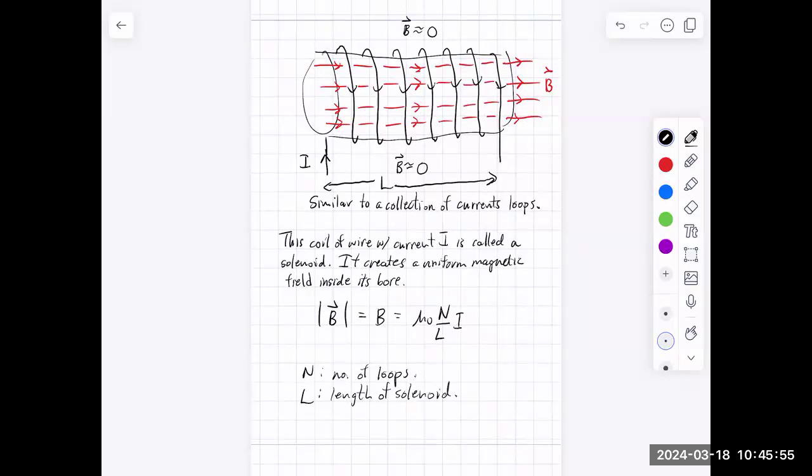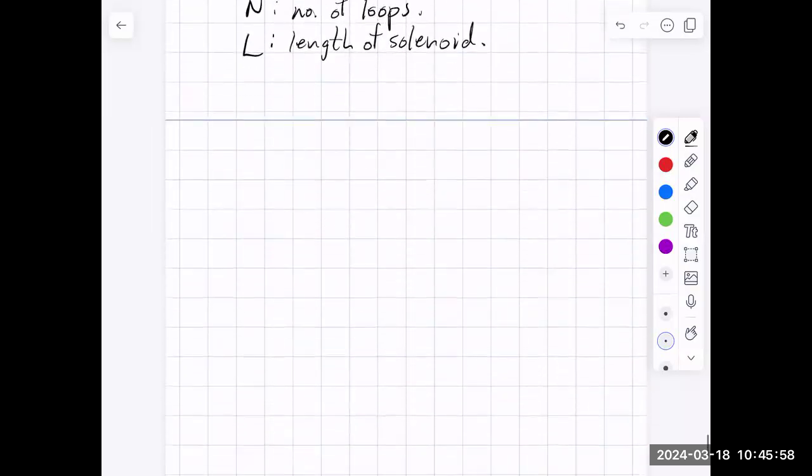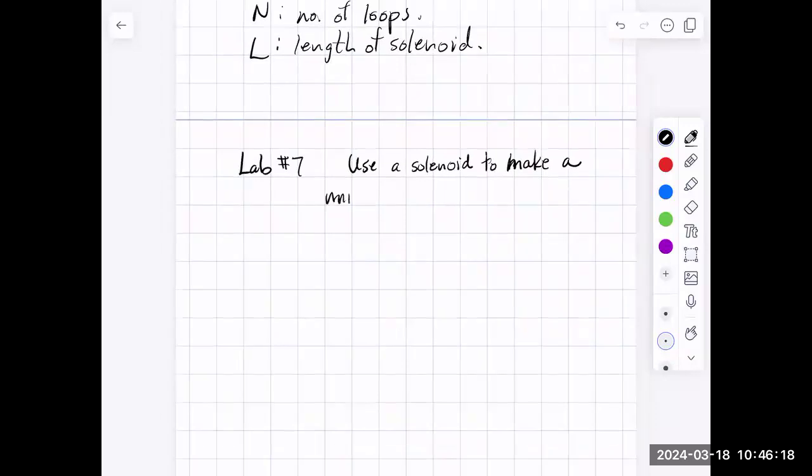Okay, so what you're going to do in lab number 7 is the following. In lab 7 you're going to use a solenoid to make a uniform magnetic field. And that magnetic field will be, we'll call it B_S for solenoid. And it's going to have a strength of mu naught N over L times I. You can control the strength of that magnetic field just by varying the current. If you want a stronger magnetic field, you increase the current.